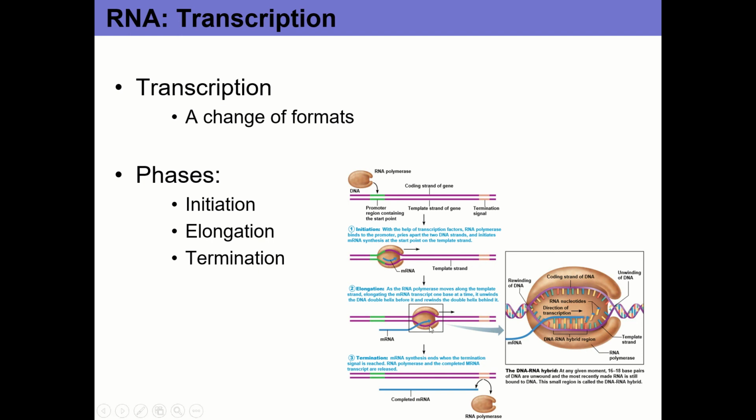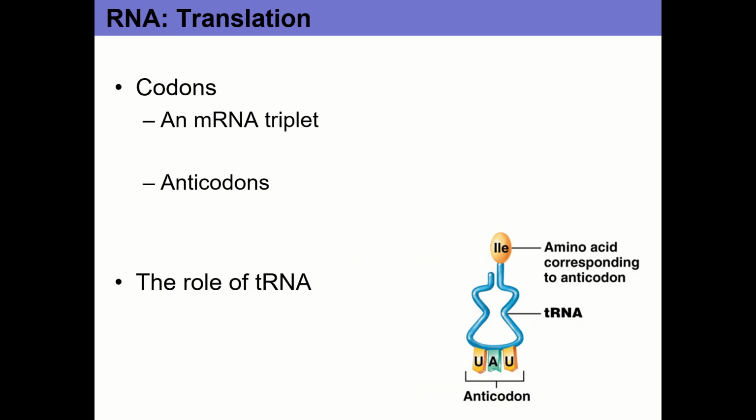So once RNA polymerase gets all the way here to the termination signal, it's going to detach. Now we have our completed messenger RNA that is a copy of one gene, a copy of a set of instructions to build one particular protein. And again, the mRNA is going to be a copy of the coding strand. All right, and so then our mRNA is going to move outside of the nucleus.